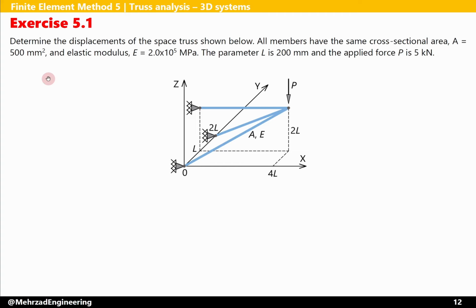At the end, we have an exercise for you. Determine the displacements of the space truss shown below. All members have the same cross-sectional area, A equal to 500 square millimeters, and elastic modulus E equal to 2 times 10 to the power of 5 megapascal. The parameter L is 200 millimeters, and the applied force P is 5 kilonewton.